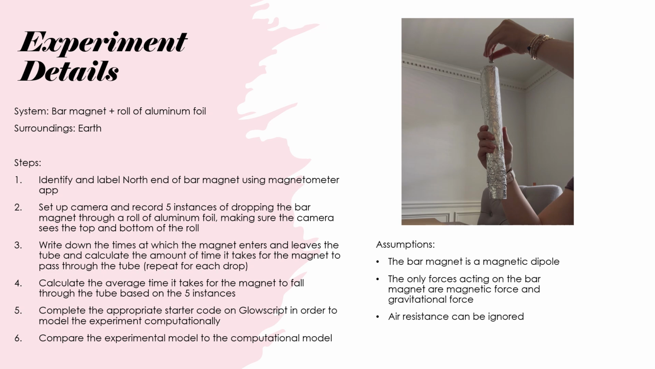The steps that I took were identifying and labeling the north end of the bar magnet using a magnetometer app, setting up a camera and recording 5 instances of dropping a bar magnet through a roll of aluminum foil, writing down timestamps for when the magnet entered and left the tube, and calculating the amount of time that it took to pass through, then calculating the average of these times for the 5 instances, completing a code in GlowScript to model this computationally, and then comparing the models.